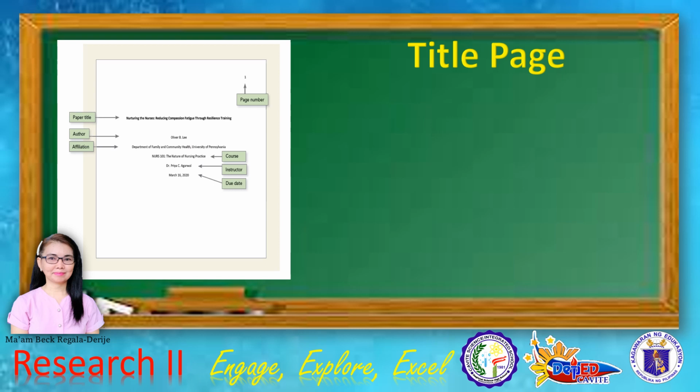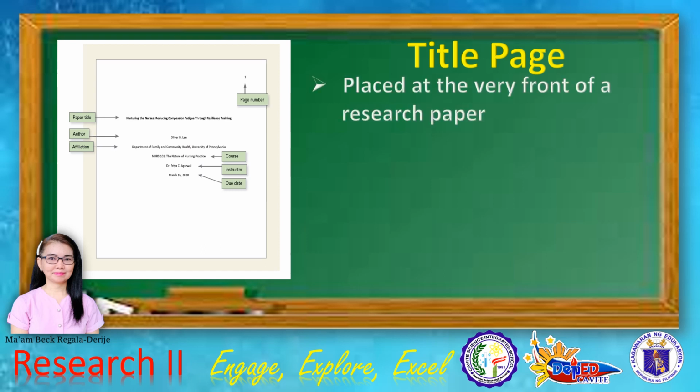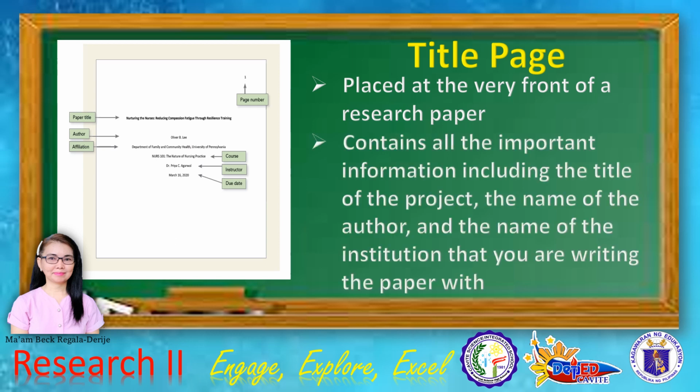Now let us have the first introductory section, which is the title page. Put simply, a title page is placed at the very front of a research paper. Generally, a title page will contain all of the important information, including the title of the project, the name of the author, and the name of the institution that you are writing the paper with.